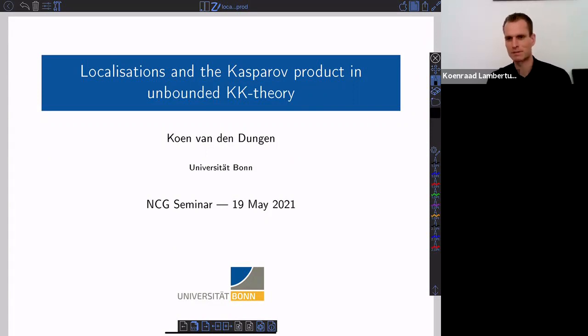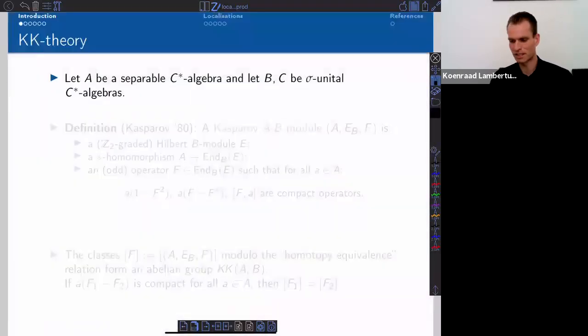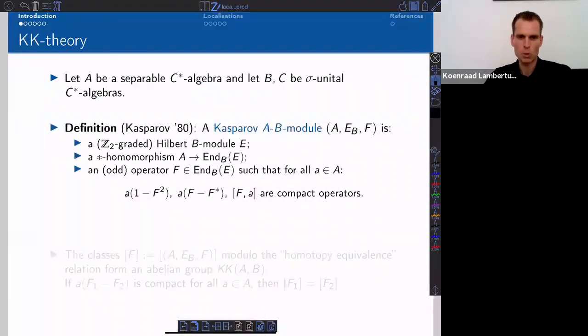I think many people in the audience are quite familiar with KK theory, but I'm not sure if everyone is perfectly familiar with it. So I'll start with a brief introduction to KK theory. Throughout the talk I will consider three C-star algebras, A, B, C. A is always assumed to be separable, and B and C are at least sigma unital.